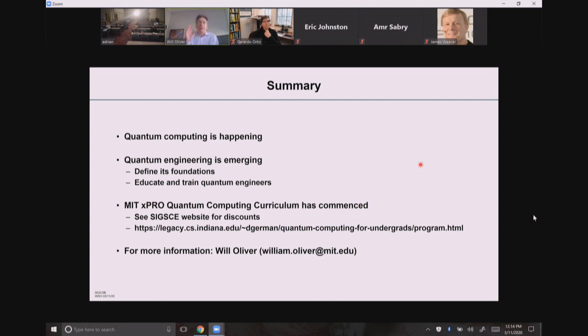Main messages, look, quantum computing is happening, but it's a marathon. It's gonna take a while, but it is happening. It is real. Quantum engineering is an emerging discipline. We need to define its foundations. We need to educate and train quantum engineers, both at the university level, as well as those already in industry and professionals. Our course has commenced.